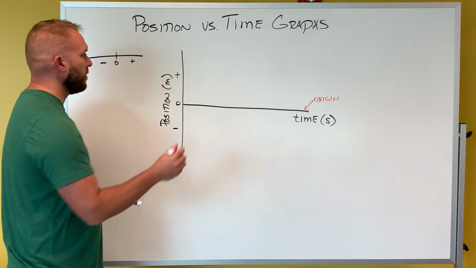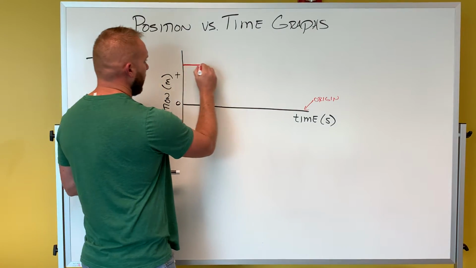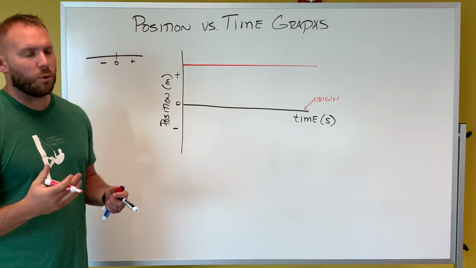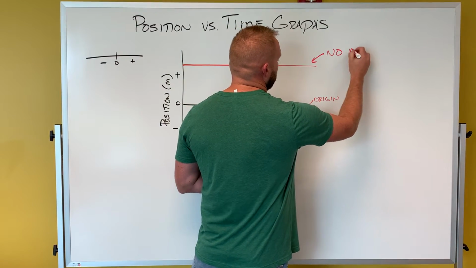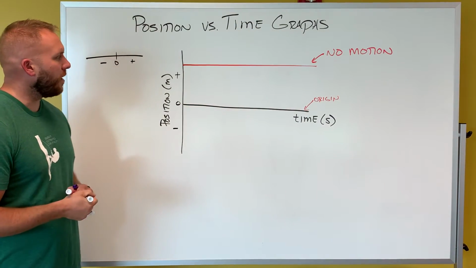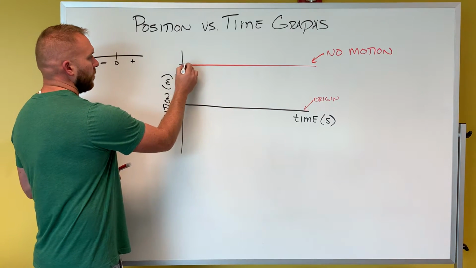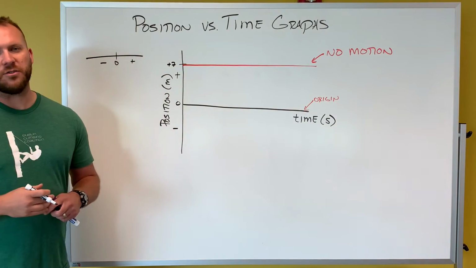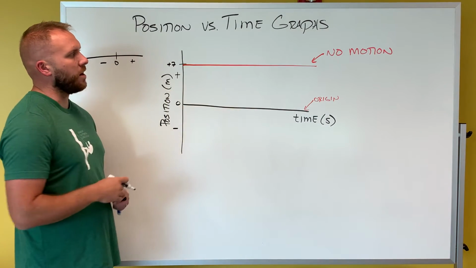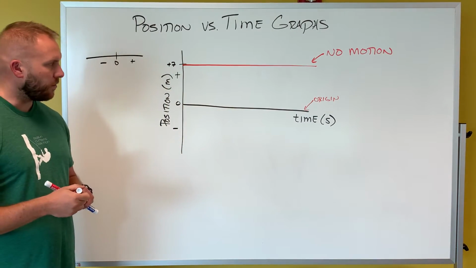If we look at a few different motions on a position time graph, first, this one is going to show something that has no motion. And it has no motion because its position, which maybe is +7, isn't changing. So a flat horizontal line is going to show something that has no motion.